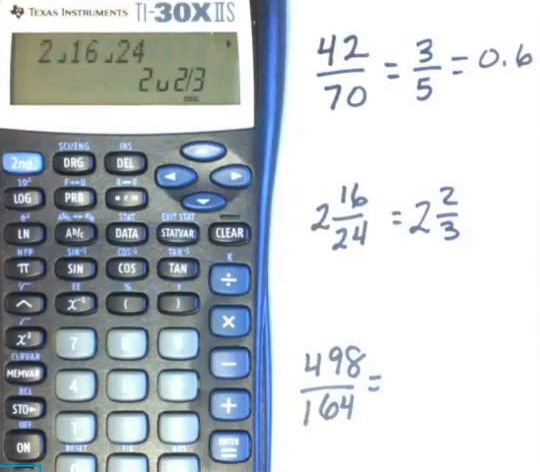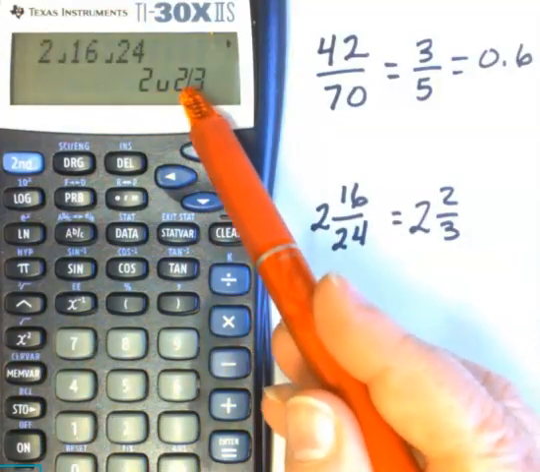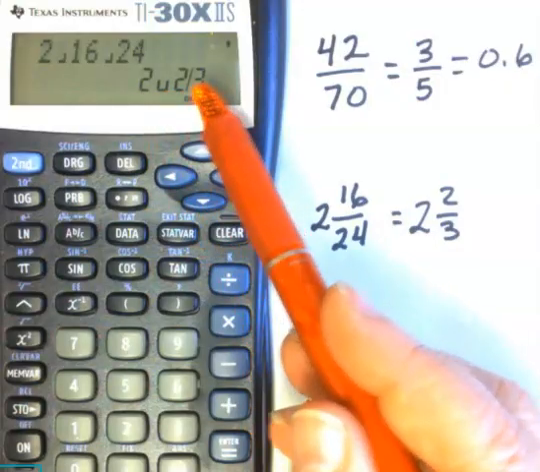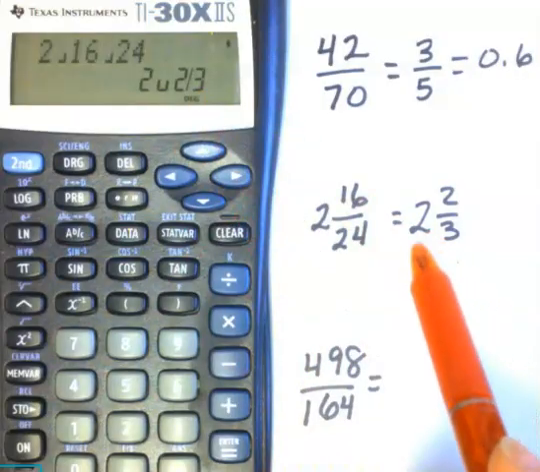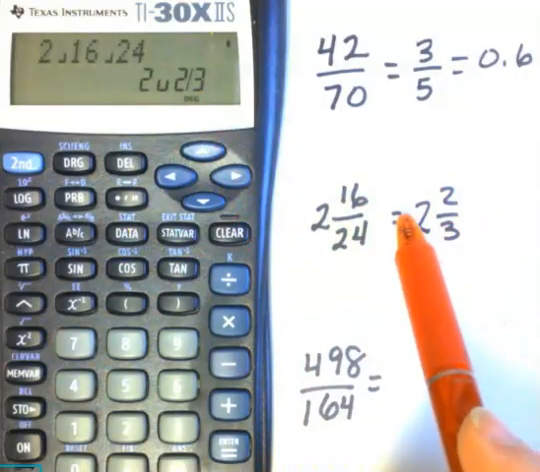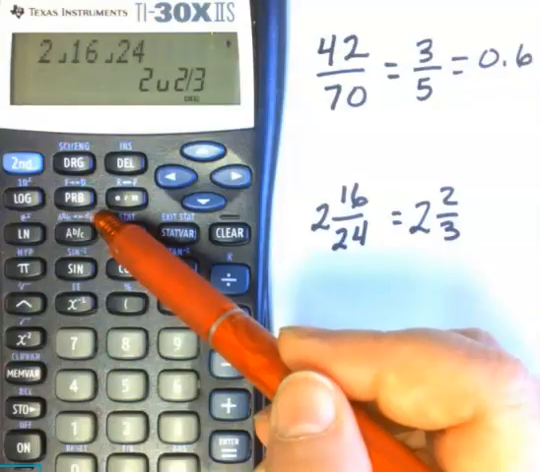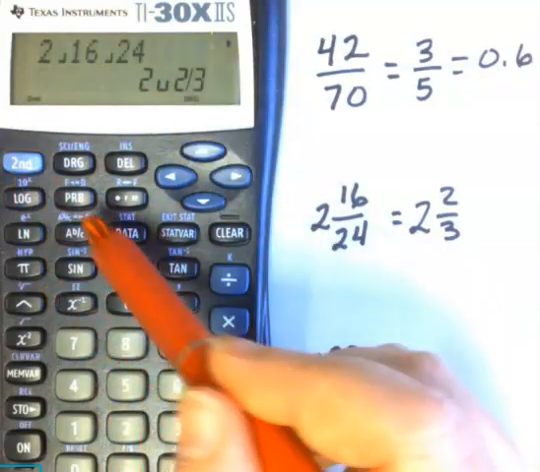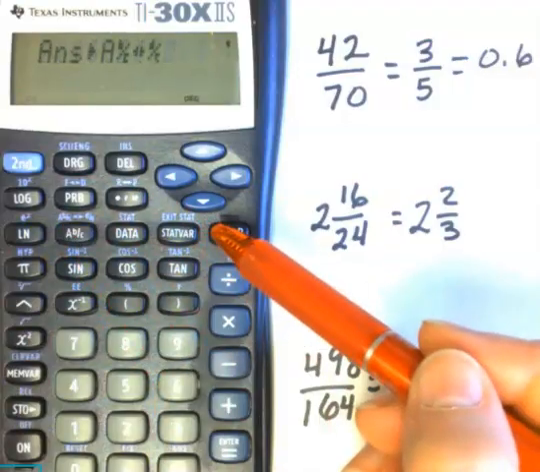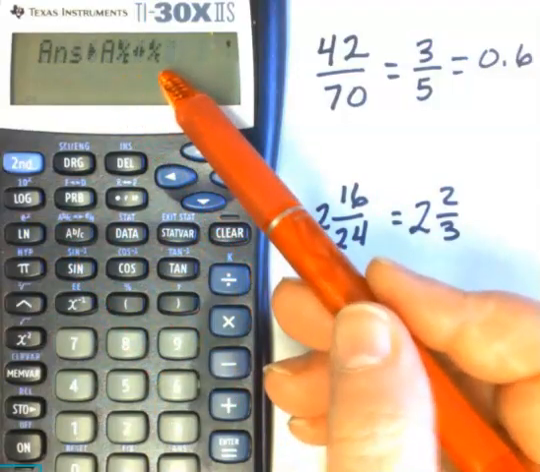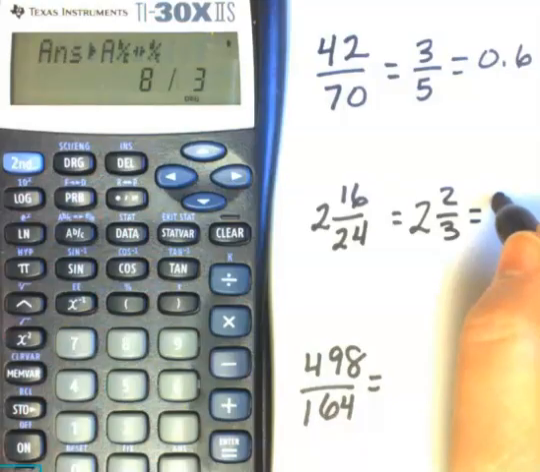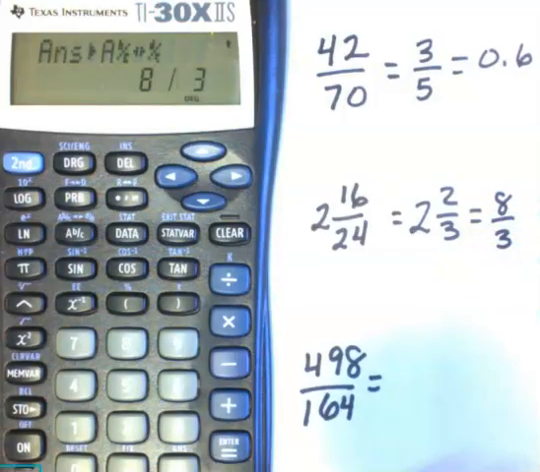This calculator has as its default answer, the way it gives answers, as a mixed number. But if I want the fraction version instead of the mixed number version, I can switch it using this button here. So I press second function, and then this button, and that's going to switch mixed number to fraction. And yeah, there we go. That's the same as 8/3.